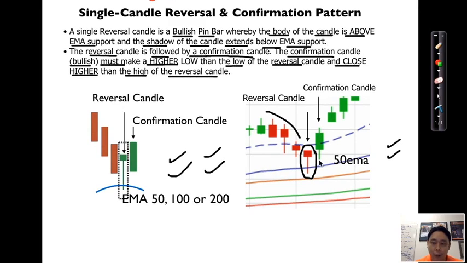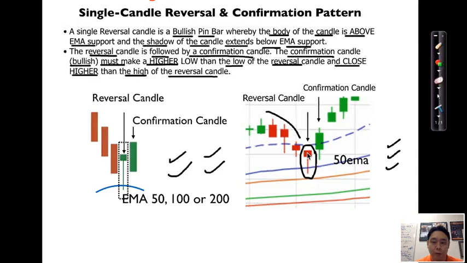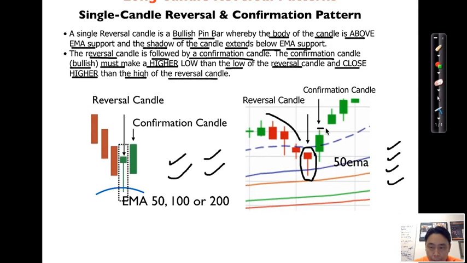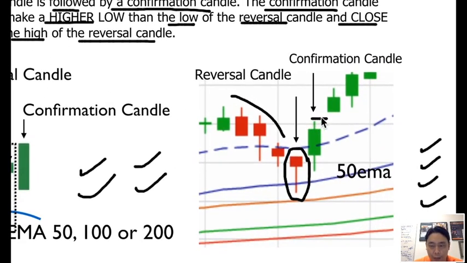Does it make a higher low than the low of the reversal candle? Yes, it does. Check. Does the confirmation candle close above the high of the reversal candle? Yes, it does. Check. All boxes are checked. We can go long. So we place a buy order a few cents above the high of the reversal candle.